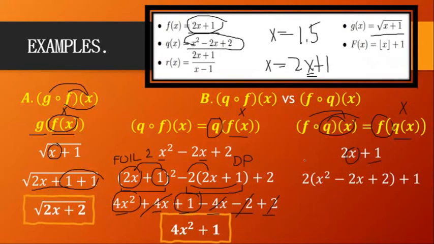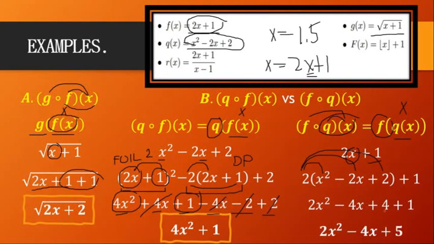Simplify. By distributive property, we can simplify this one. 2 times x squared, that's 2x squared. 2 times negative 2x, that's negative 4x. And 2 times negative 2, that's positive 4. Copy positive 1. After ma-apply ang distributive property, we can combine similar terms. 2x squared, copy. Copy negative 4x, and then combine the two similar terms. Pareho naman yung constant number, so pag-add nyo lang. And we'll be having 2x squared minus 4x plus 5.